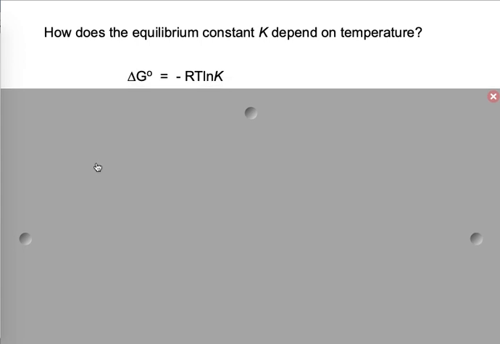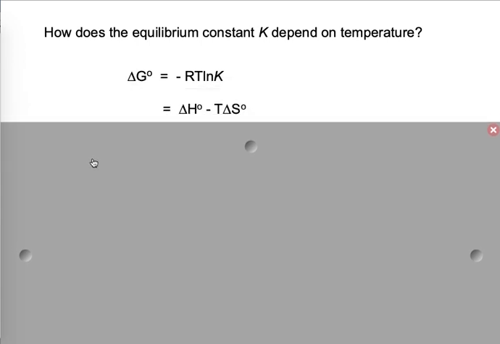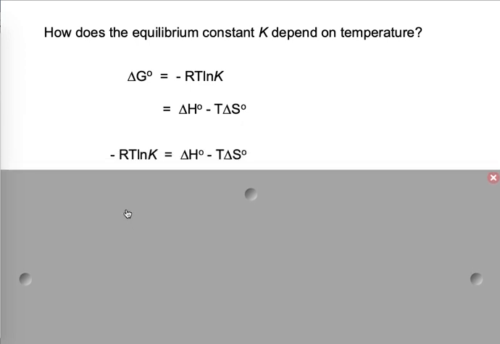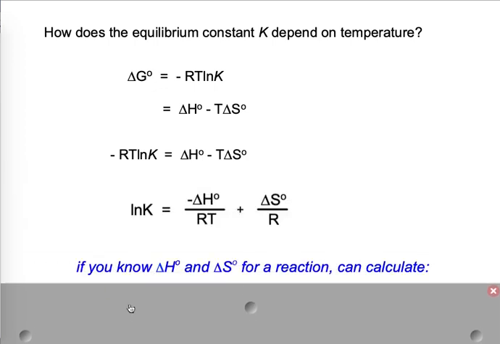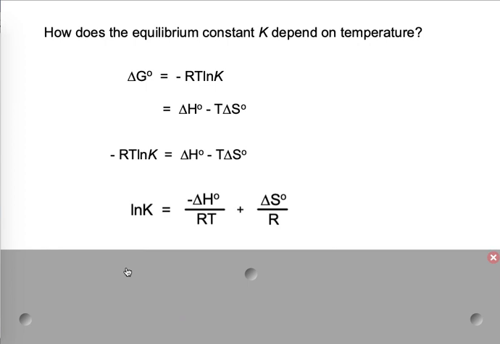Delta G naught equals negative RT ln K, but delta G naught is also equal to delta H naught minus T delta S naught. There it is. There's the temperature dependence of delta G naught. So let us set these two terms equal to each other. If they're both equal to delta G naught, they're equal to each other. And that gives us negative RT ln K equals delta H naught minus T delta S naught. Or rearranged to isolate ln K, we have ln K is equal to negative delta H naught over RT plus delta S naught over R.